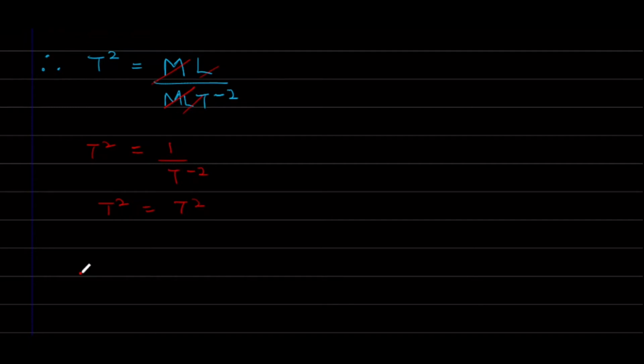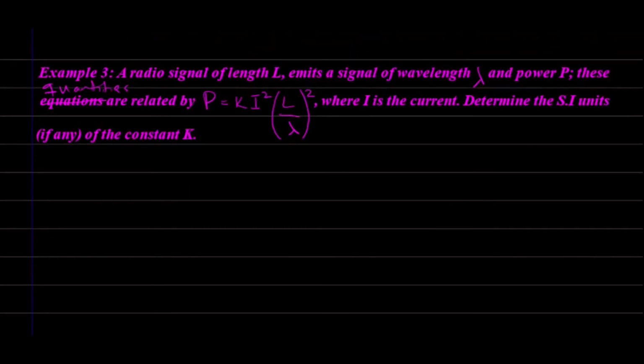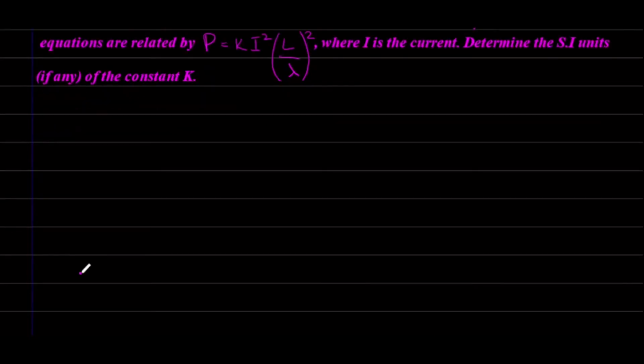Let's move to the third example. Here, the question says a radio signal of length L emits signal of wavelength lambda and power P. These quantities are related by P equals to Ki square L over lambda, everything all square, where I is the current. Determine the SI unit, if any, of the constant K.